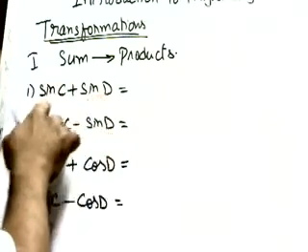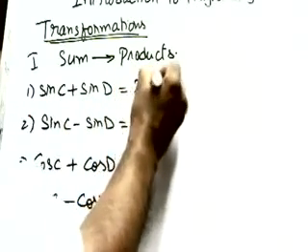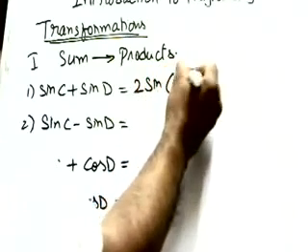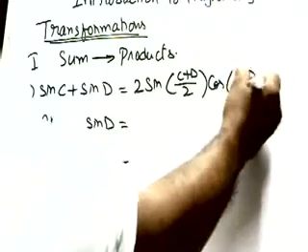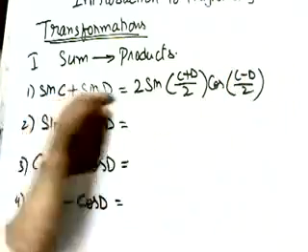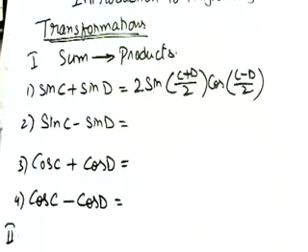This is the sum: sin C plus sin D is the sum of the two sines. Now we change this to a product. This will be 2 sin((C plus D) by 2) cos((C minus D) by 2). So we are changing from sum to product. This is the product, this is the sum.